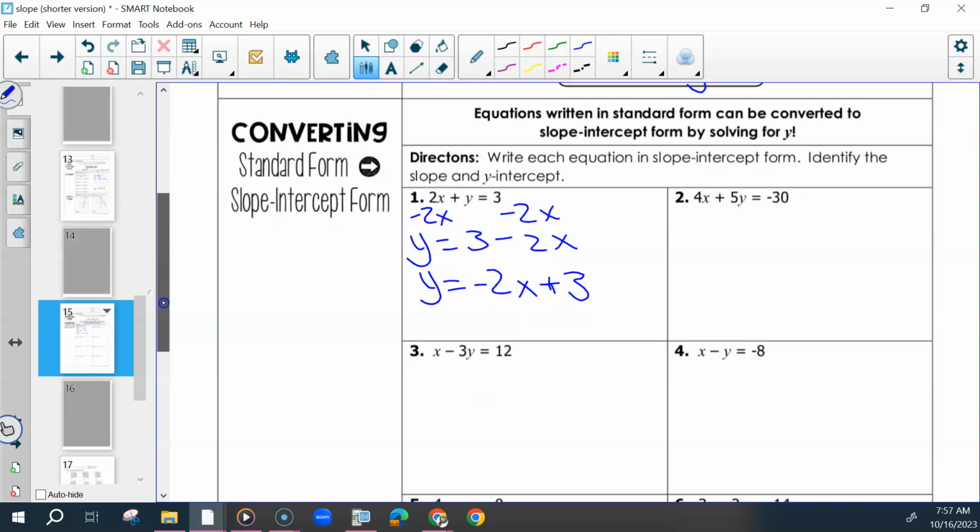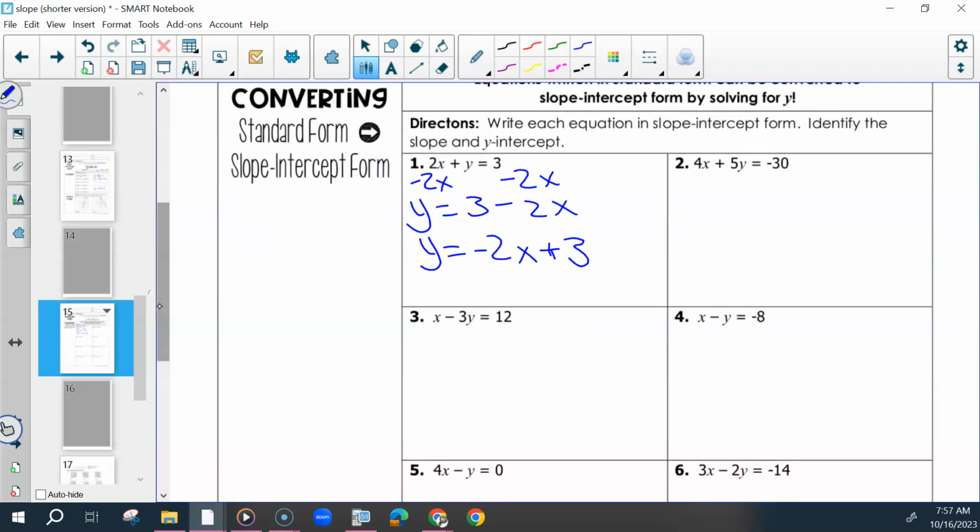Let's try another one. Number 2, same thing. We're trying to get y by itself. What would be our first step? Minus 4x to both sides. Usually that's going to be your first step. Subtract whatever this is to the other side. Remember that you're not combining these two, you're just moving it to the other side. So I'm going to go ahead and switch these two now so I don't have to do it later.